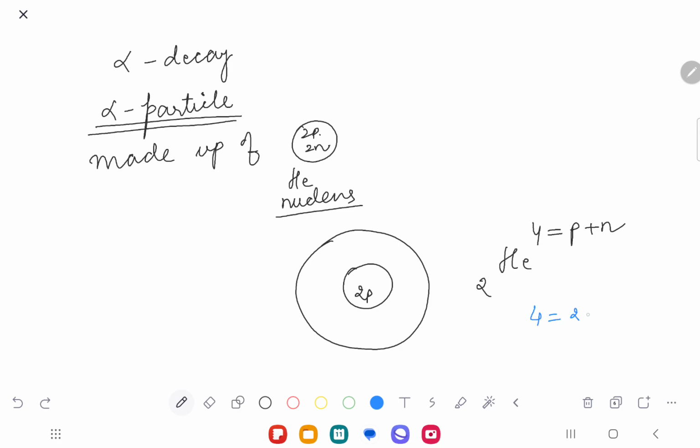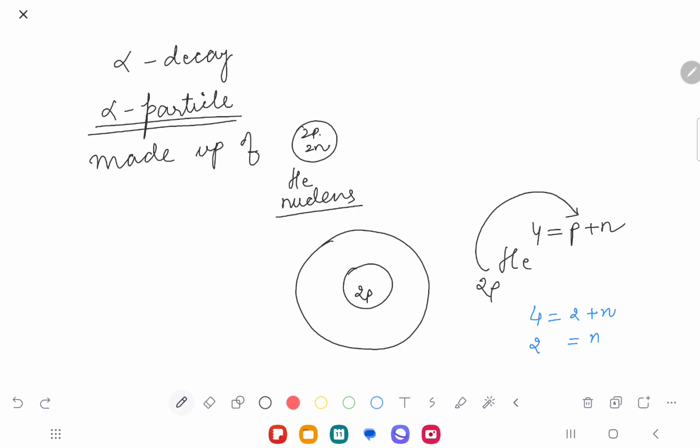So 4 shall be 2 plus neutrons. So neutrons shall be 2 in the helium nucleus. Are you understanding? What is helium? Helium is an atom which consists of 2 protons and the mass number is 4. What is mass number? Protons plus neutrons. And if protons are 2, if you substitute 2 protons in this equation, you are able to calculate the neutrons. So neutrons are also 2.